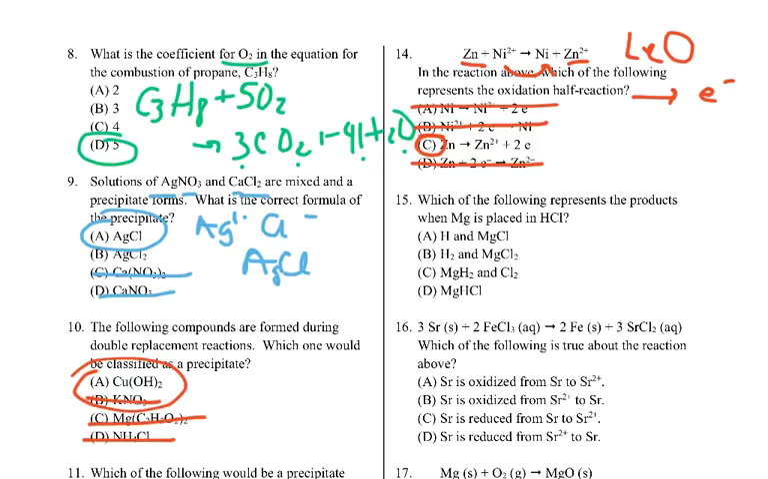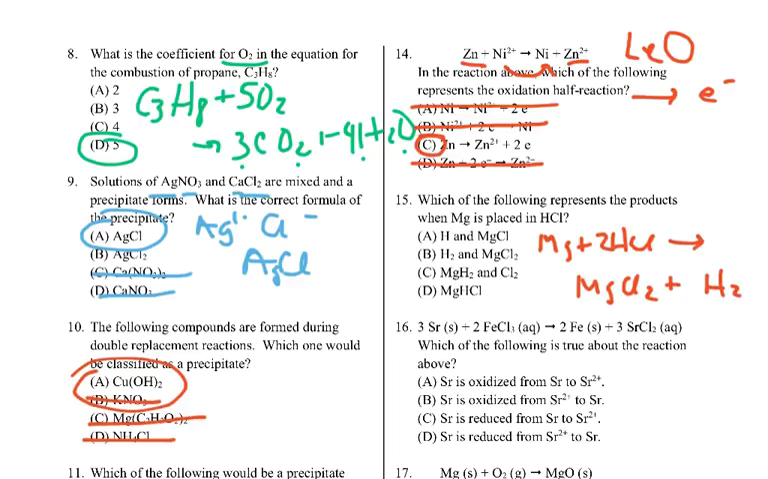Answer C. Which of the following represents the products when magnesium is placed in hydrochloric acid? Okay, this is similar to our ornament lab. So we have neutral magnesium and we have hydrochloric acid. So you can see that's going to be a single replacement reaction. We're going to get magnesium chloride, and since we know that magnesium is 2 plus, then we're going to get MgCl2, and we get hydrogen gas, and we'd have to balance like that.